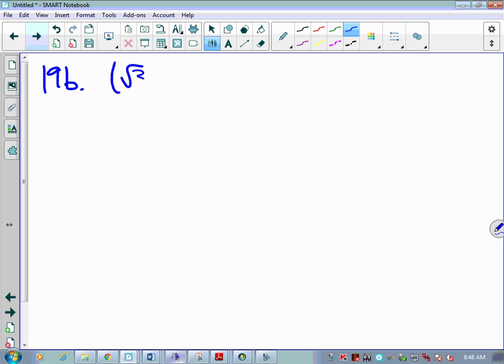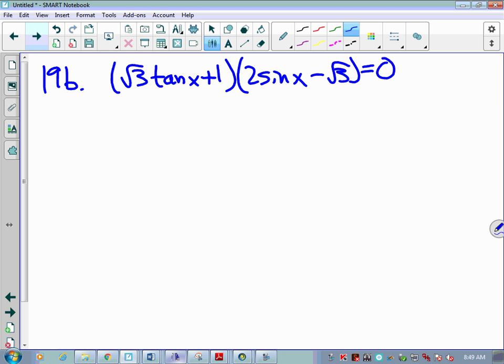All right, we've got radical 3 tangent x plus 1, 2 sine x minus radical 3. All that equals 0. So what we're going to do is take these individual factors and set them equal to 0. So radical 3 tangent x plus 1 equals 0. Subtract 1 and divide by radical 3. Tangent x equals -1 over radical 3. You follow me there? Yeah.